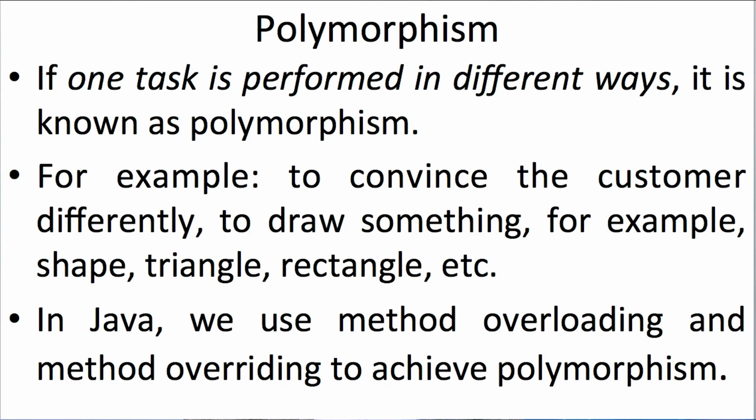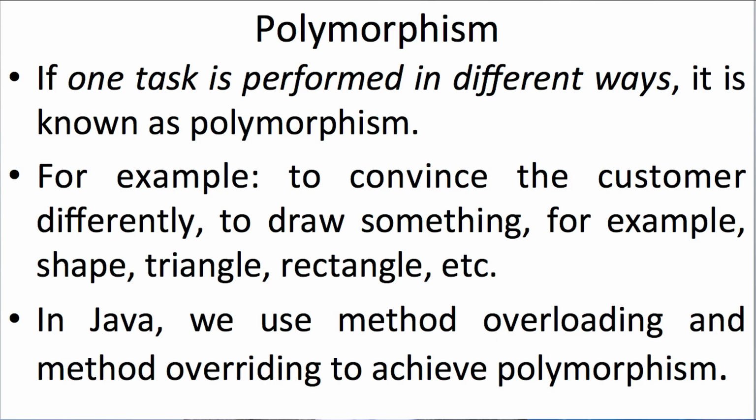Another feature of object oriented programming is polymorphism. If one task is performed in different ways, it is known as polymorphism. For example, shape, triangle and rectangle are two examples. Suppose we have to convince a particular customer. We can convince in different ways, but the only purpose is to convince that customer. This is just like an example of polymorphism.